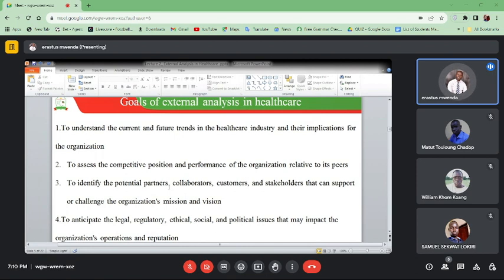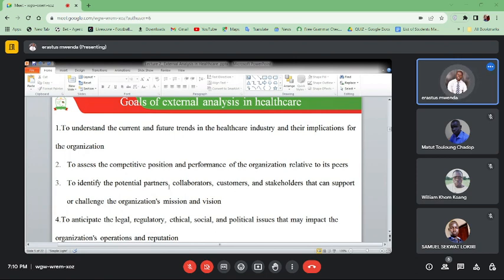The other one is we are doing external analysis so that we can identify potential partners, potential collaborators, customers, stakeholders that can be able to support and challenge the organization's missions and vision. We did mention the aspect of mission and vision on our first lecture. So through external analysis, then we will be able to understand where can we bring our potential partners, in which areas can we be able to collaborate and be able to serve our patients and clients in a better way.